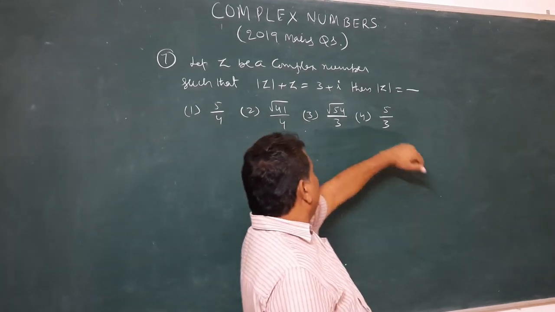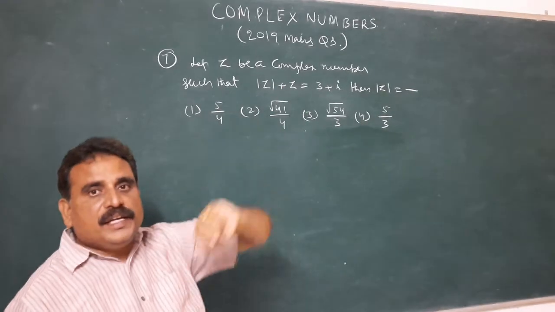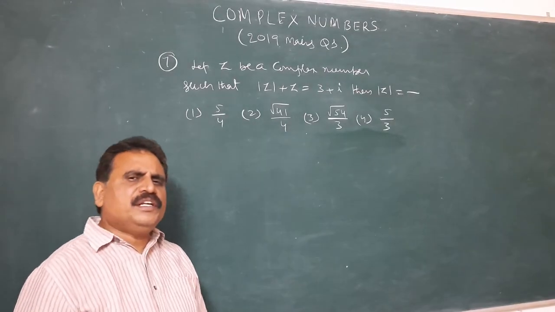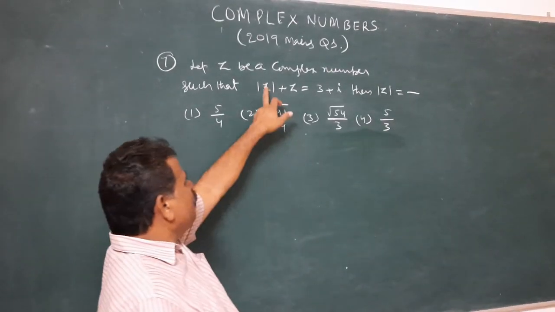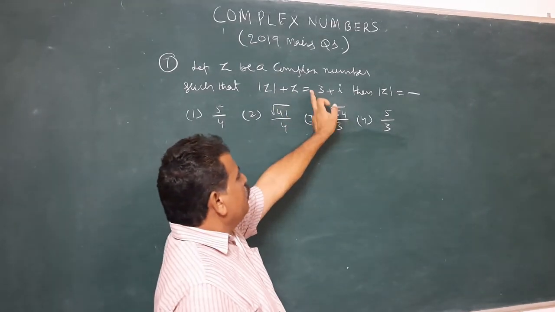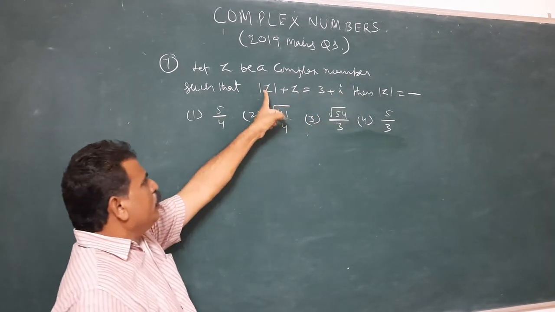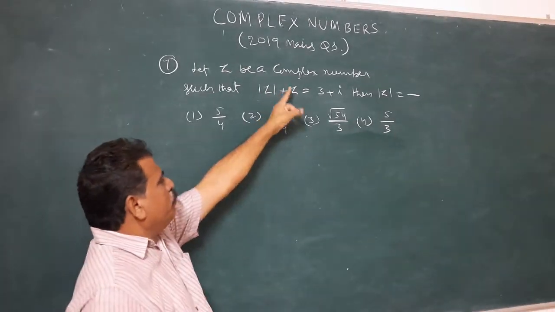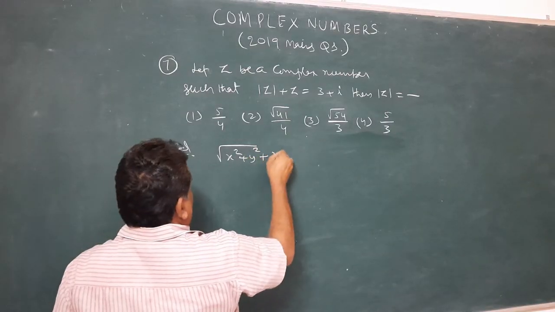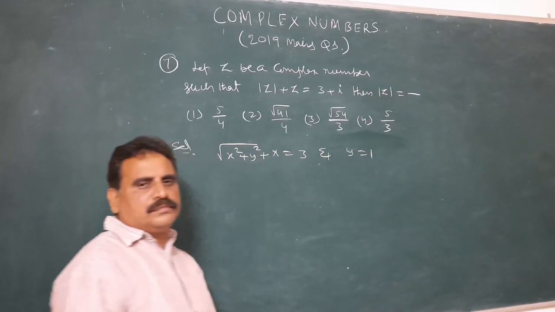Now question number 7. Let z be a complex number such that |z| + z = 3 + i. Then find |z|. Let z = x + iy. |z| is root of x square plus y square. Compare both sides, real and imaginary parts. The real part is 3 and the imaginary part is 1. On this side, the real part is root of x square plus y square plus x, so root of x square plus y square plus x equal to 3, and y directly we get 1.